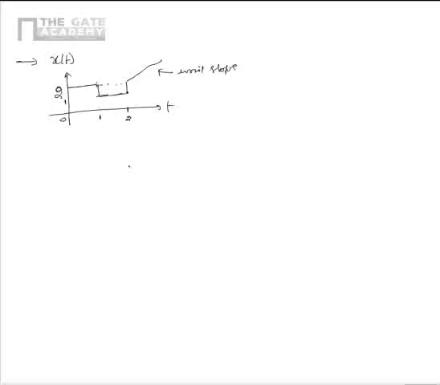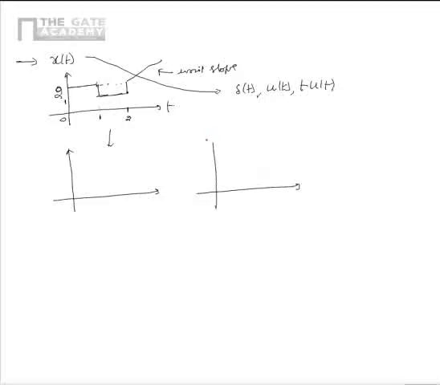Now we have to represent x of t in terms of the unit impulse function delta of t, unit step function u of t, or ramp function t into u of t, or its delayed versions. We can see that x of t can be written as a sum of three signals, that is x1 of t, x2 of t, and x3 of t, which are as shown.